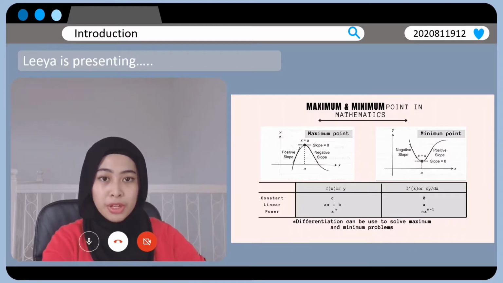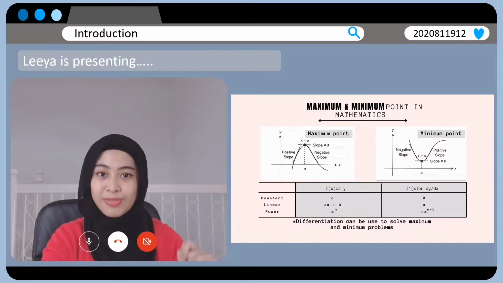Saddle point is a point of a function or surface which is a critical point but not a maximum or minimum point. We can use differentiation to solve maximum and minimum problems. Let's go!